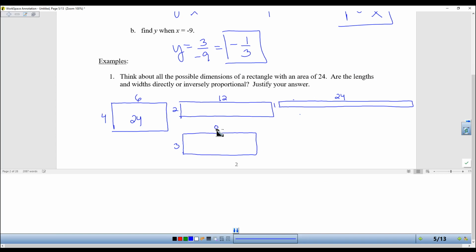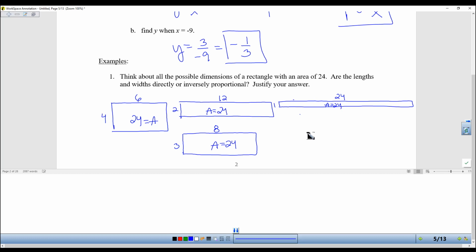So many choices, right? So are the lengths and widths directly or inversely proportional? Well, hopefully you can see that if I want to make this length bigger, I had to make the width smaller. Why? Because they had to multiply together to make 24. This is a classic example of something that is inversely proportional.